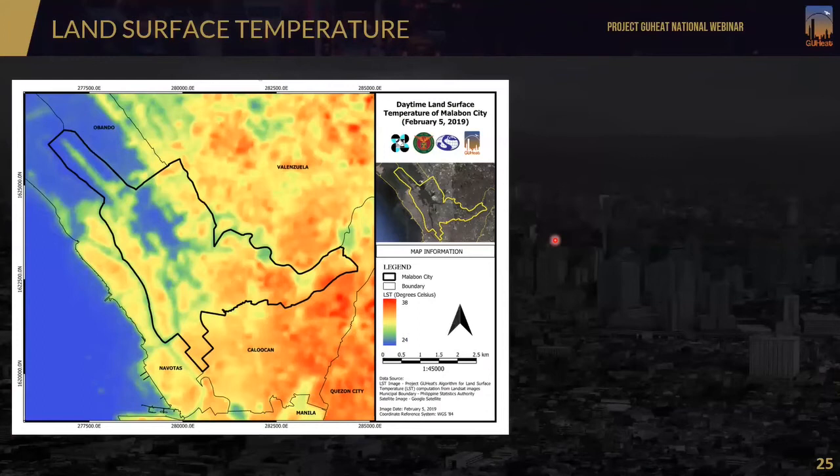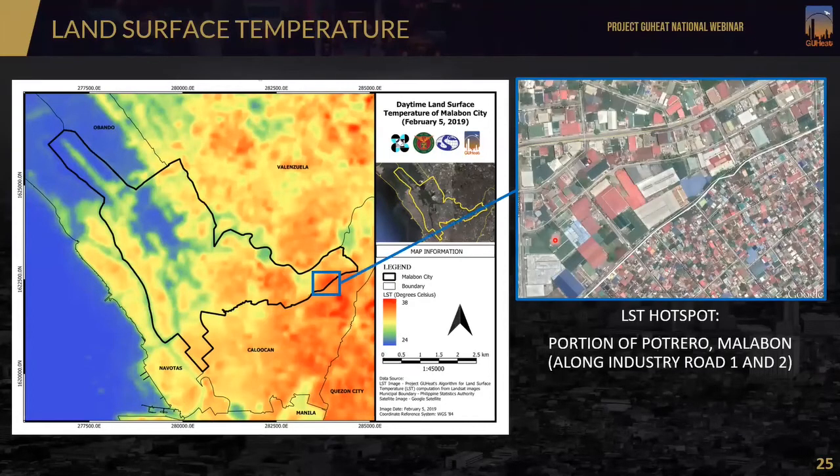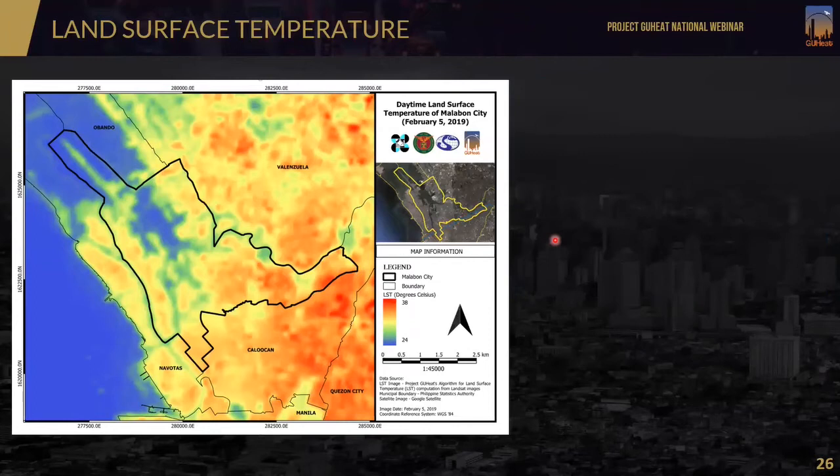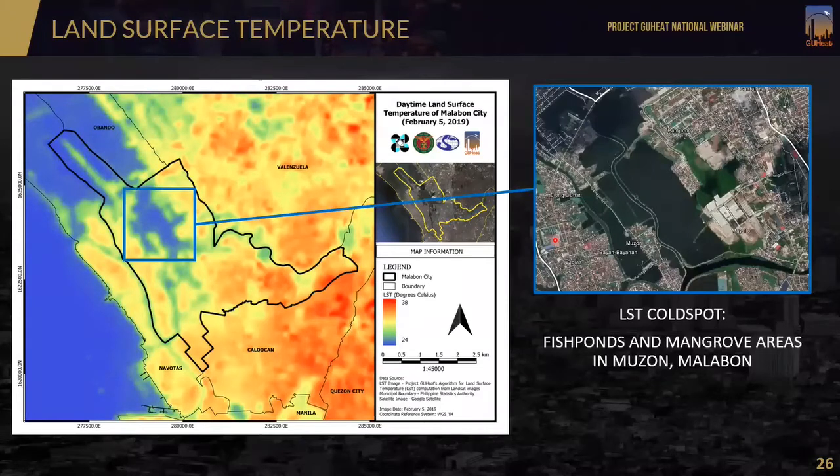If you look at, for example, this daytime land surface temperature of Malabon City, we can identify some hotspots. These hotspots correspond to very dense urban areas, which can be residential or a combination of residential and other uses. And then we can also see cold spots, with lower temperatures surrounded by lower temperatures. So fish ponds and mangrove areas, for example in Malabon, represent a colder area.